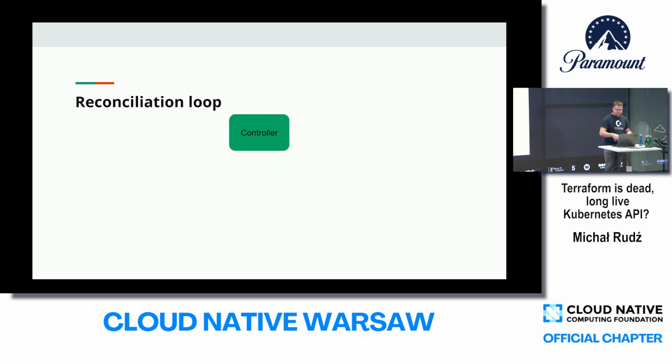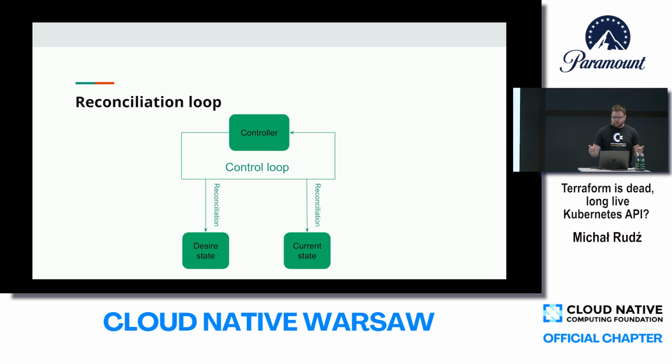Crossplane also uses this mechanism. The controller creates what is called a control loop, which is infinite, and checks two things. One is the desired state. The desired state is what we apply to Kubernetes with our manifest. But the state can change, and there is the current state. These two states can differ from each other, and the reconciliation loop, or control loop, is tasked with checking both and comparing them. If they are the same, it goes to sleep and then to the next turn to check again.